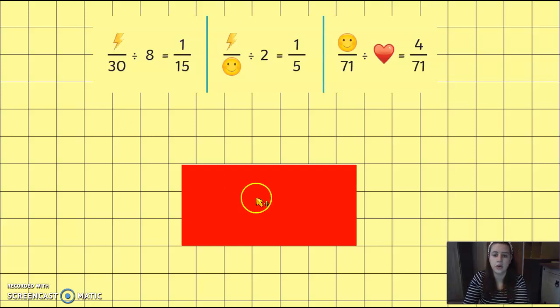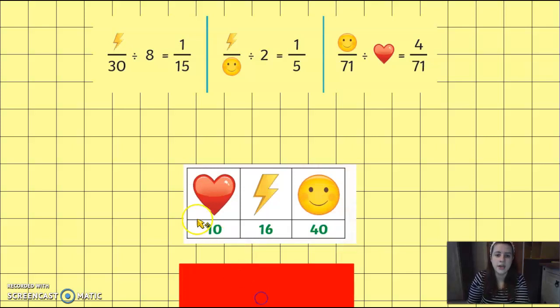Okay, so check your answers then. So we should have the love heart as 10, the lightning bolt as 16, and the smiley face as 40. So well done if you got those right as a little challenge. Now you need to go on to the sheets that are in the resource bit of the website and have a go at applying these skills.